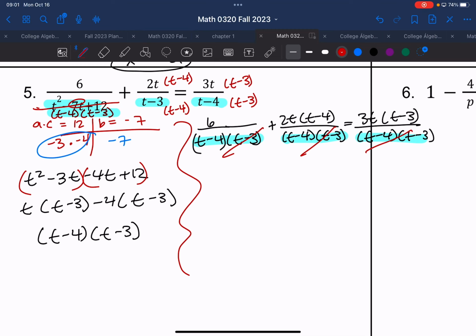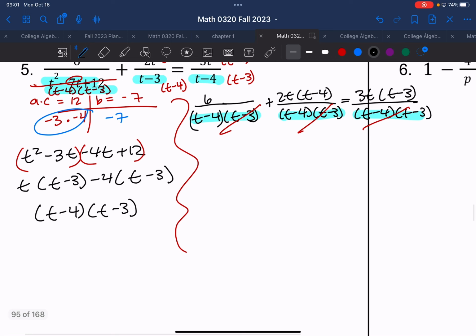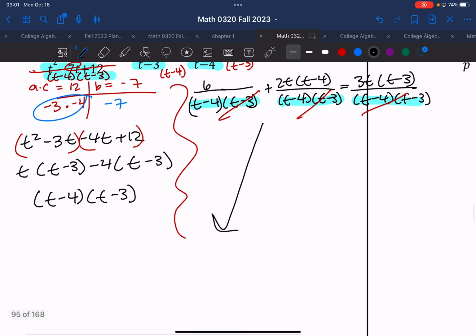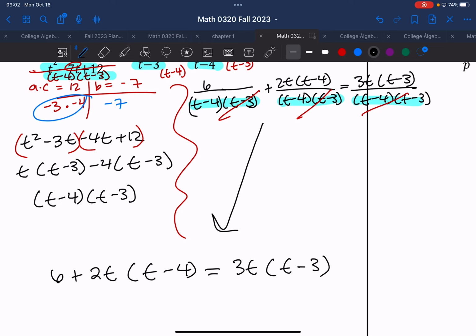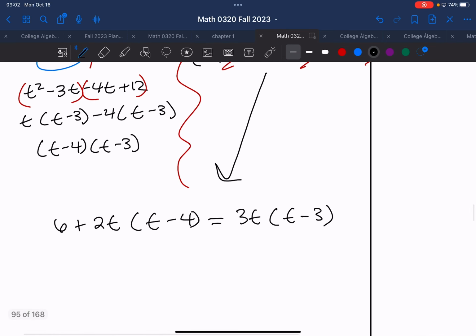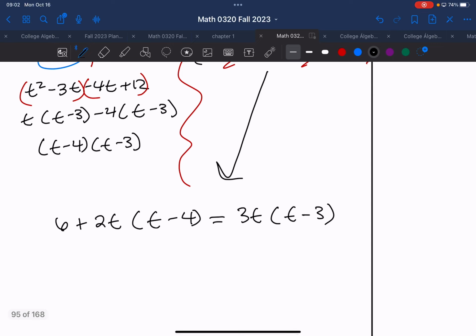Cancel, so I'm only left with the numerators. And I am going to bring that down here so I have more room. So I have 6 plus 2t times t minus 4 equals 3t times t minus 3. Because my denominators are now gone, I'm just left with all the numerators. Okay. What do I need to do first before I combine like terms? Distribute this 2t and distribute what? The 3t.